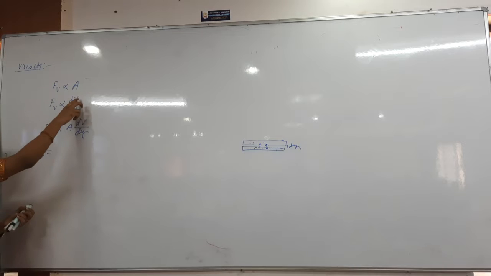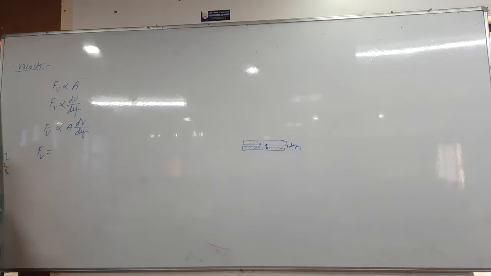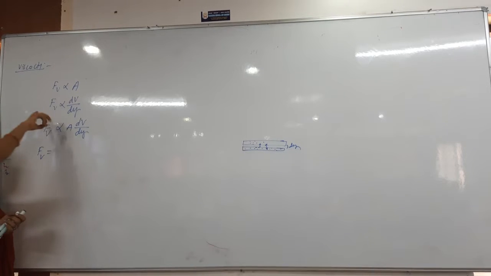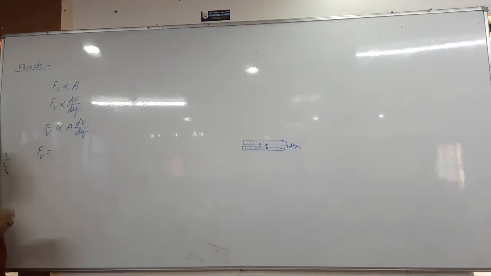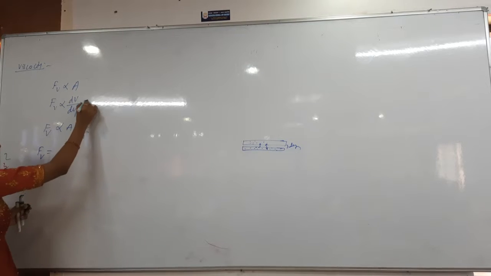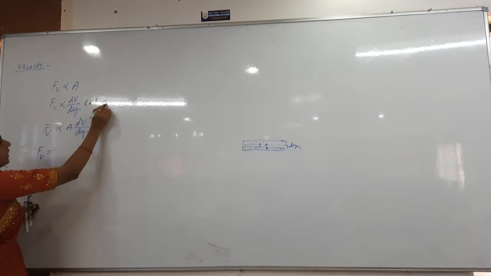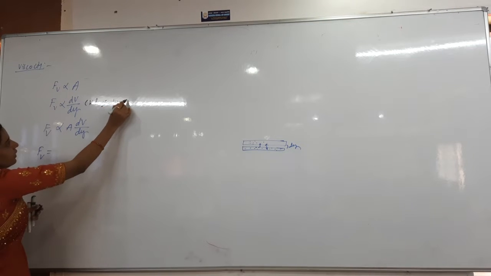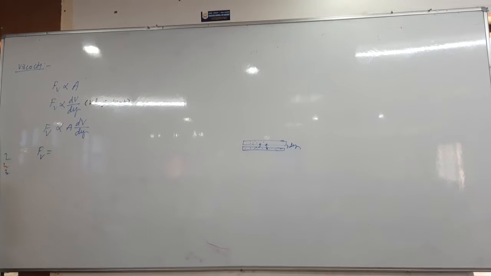Now, whenever the velocity difference is increasing, at that time what happens? Nothing but cohesive force is also increasing. Then Fv is directly proportional to dv by dy, we got. What is this known as? Velocity gradient. Anything divided by the distance is a gradient only.